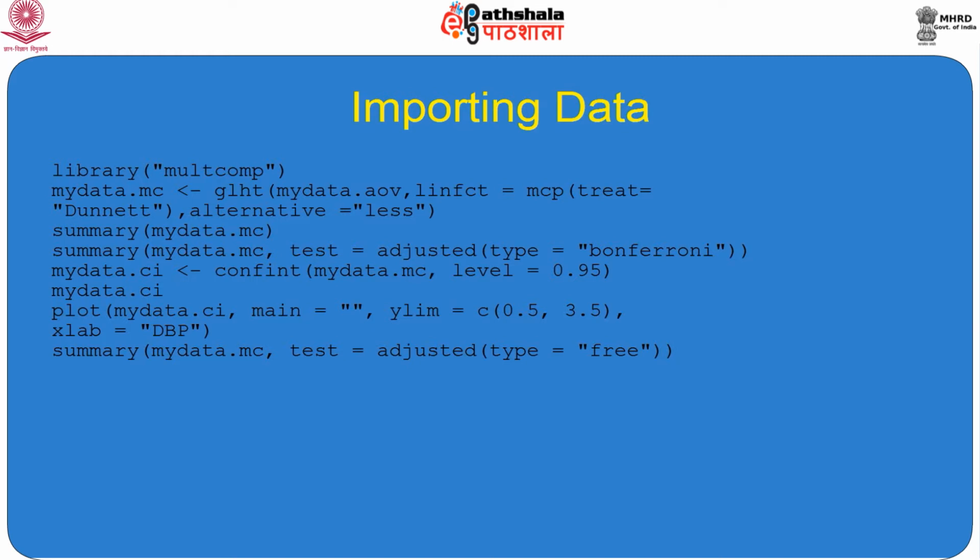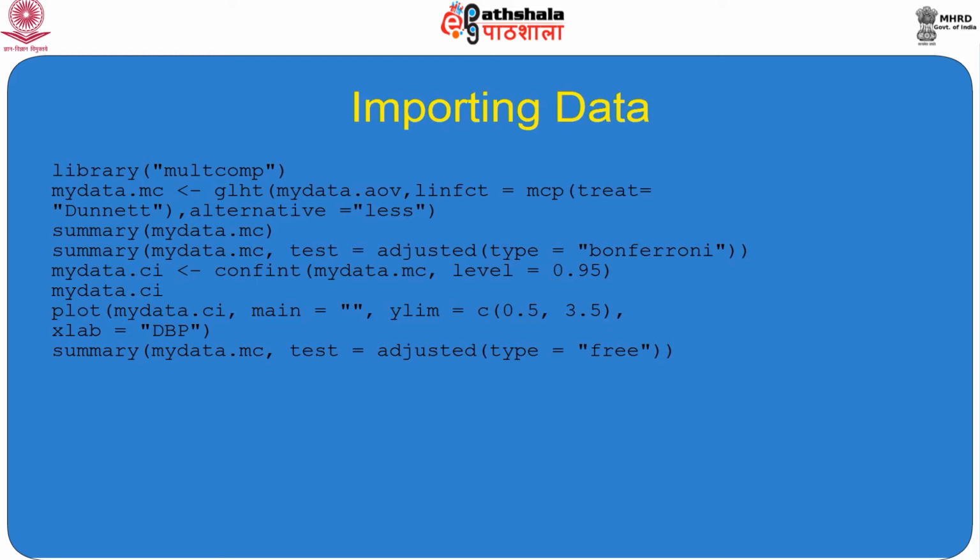for applying ANOVA on my data, as assigned in the earlier slide as mydata.aov, and in mydata.aov we will go for the Dunnett test here. See here, linfct with mcp of treatment equals Dunnett is being considered, with the alternative considered as less than. So what is the reason when we are having multiple groups?